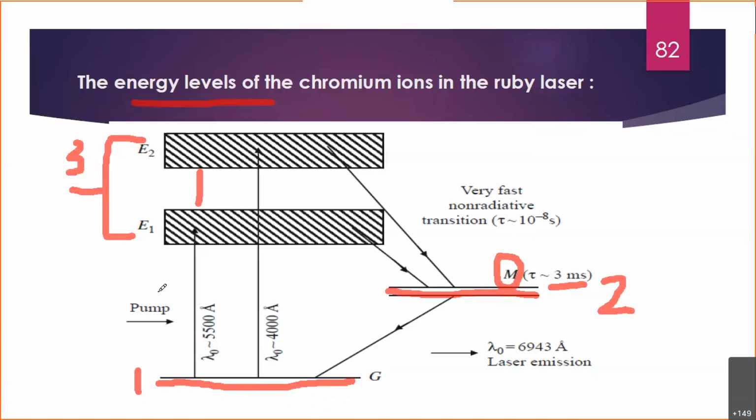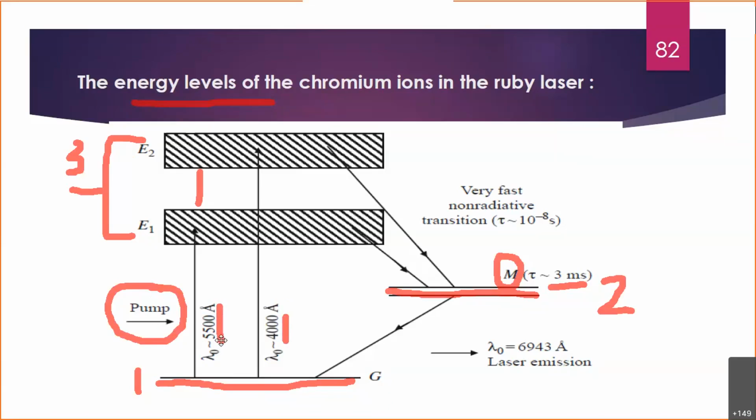Now what happens when you supply energy from a pump, the xenon pump? This xenon pump is emitting 2 wavelengths. One is at 550 nanometer, another one is 400 nanometer. Either you write in angstrom or in nanometer, whichever you like. In angstrom, you write 5500 and 4000, but in nanometer you write 550 nanometer and 400 nanometer. Look carefully. This pump is emitting 2 wavelengths, so according to that, the energy level will be there.